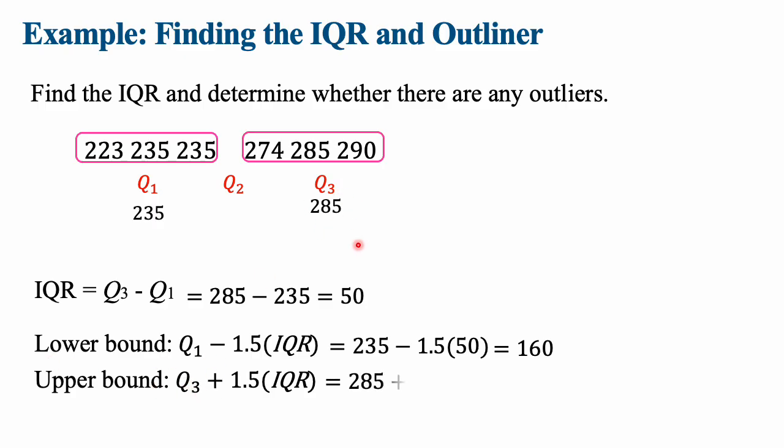What is the upper bound? Q3, 285 plus 1.5 times 50. Make sure this one is first, guys. That's 75, so the upper bound is 360, okay? So you find the lower bound and the upper bound. Can you see it? 160 lower bound, 360 upper bound. Go back to the data here, guys. There is no data value less than 160. There is no data value greater than 360. There is no outlier. This one has no outlier.